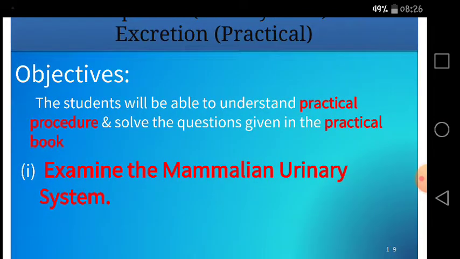Dear students, the objectives for this part of the session are as follows. We will be able to understand the practical procedure and solve the questions given in the practical book. We will examine the mammalian urinary system.